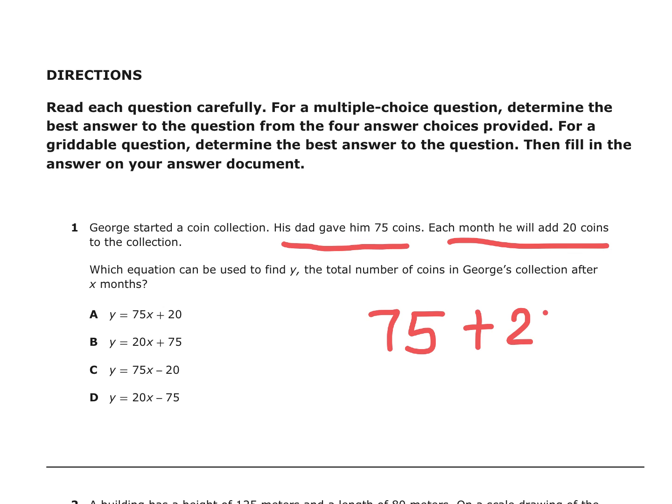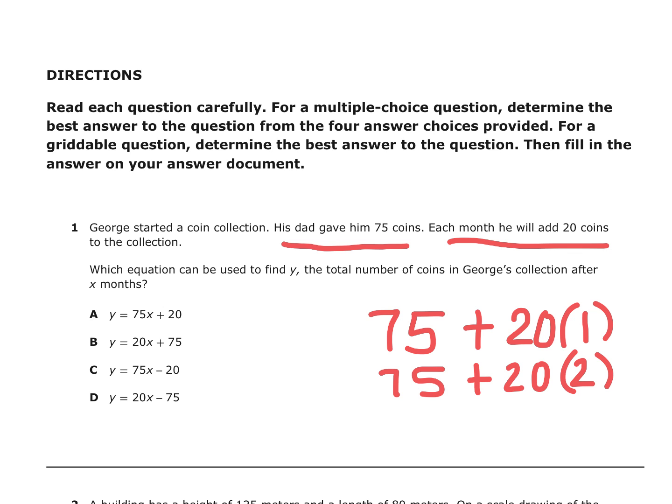So on the first month, he would have 20 times 1. And then on the next month, he will have the 75 plus 20 times 2, because he's added another 20. And then on the next month, he will have 75 plus 20 times 3. So every month, he's adding 20.